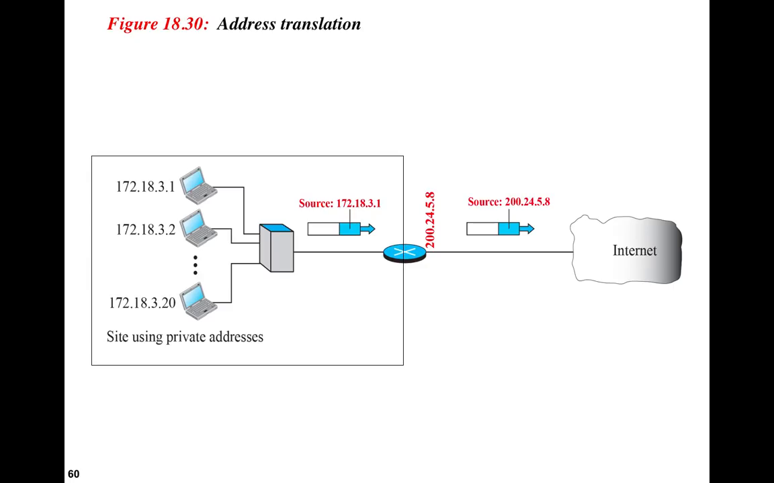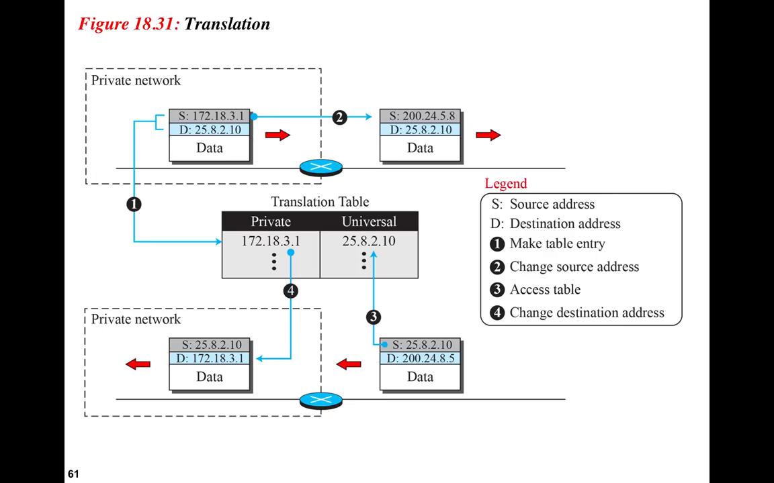But when it exits the network, it's going to take the universal address, 200.24.5.8. Similarly, when a response comes back, the destination address is 200.24.5.8. But when it reaches the router, the router will now assign the private address so that it goes off to the right device within the network. Okay, so this is network address translation. Now, how do we actually go about doing it? Let's see with the help of this example.